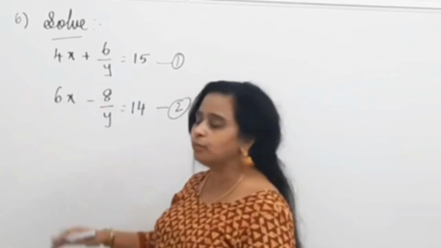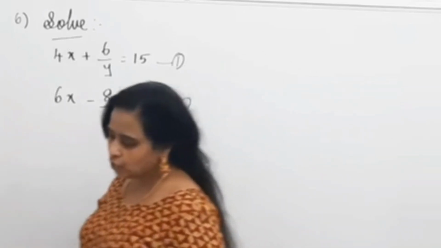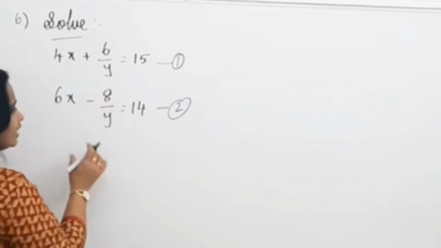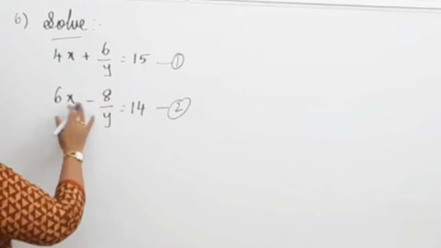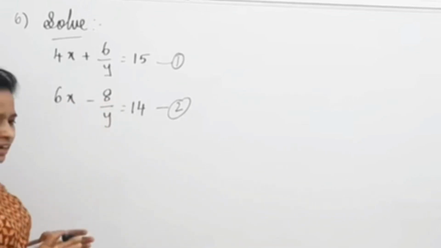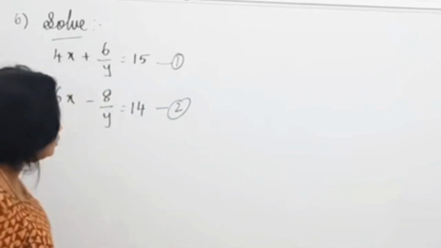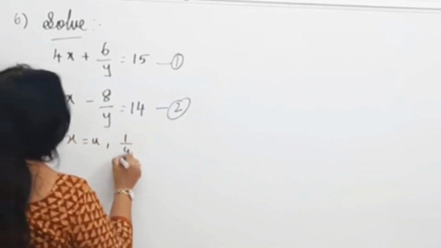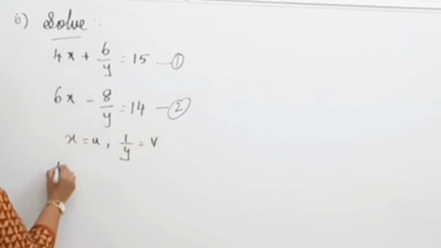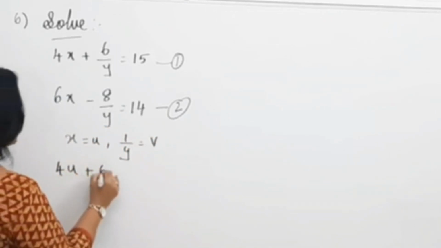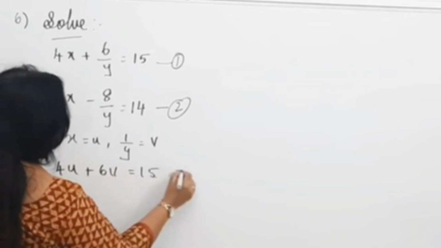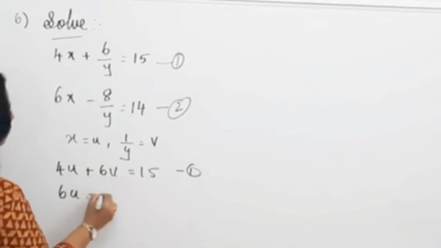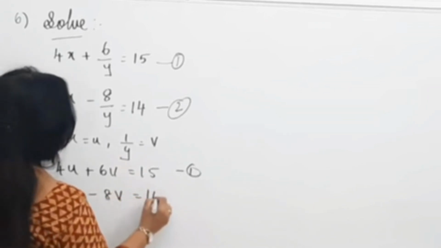X is already in the numerator. Only y is in the denominator. Still, instead of taking 1 by y as u, you will have the variable x and u, which are not related too much. So what I do, I will take x as u and 1 by y as v. So my equation becomes 4u plus 6v equal to 15. This is my first equation, and my second equation is 6u minus 8v equal to 14.